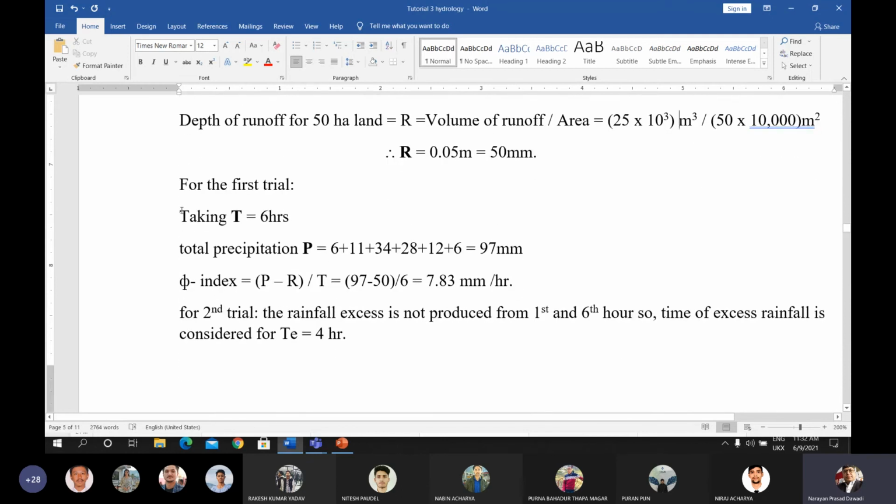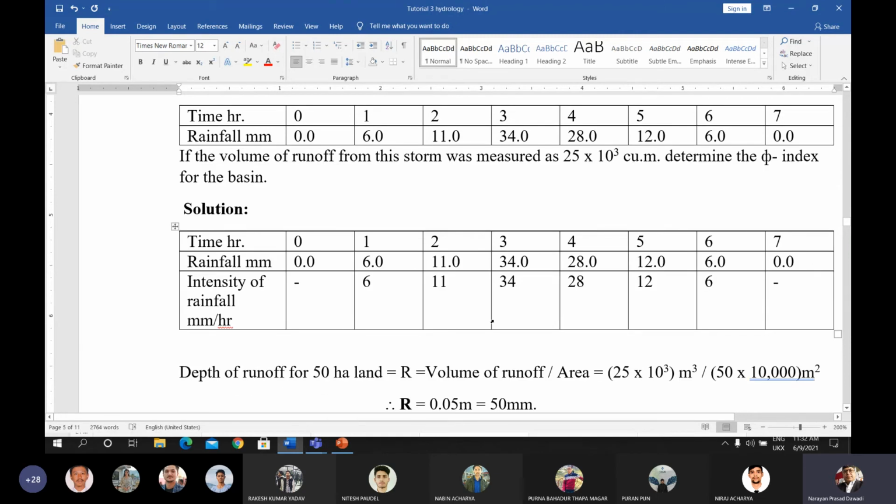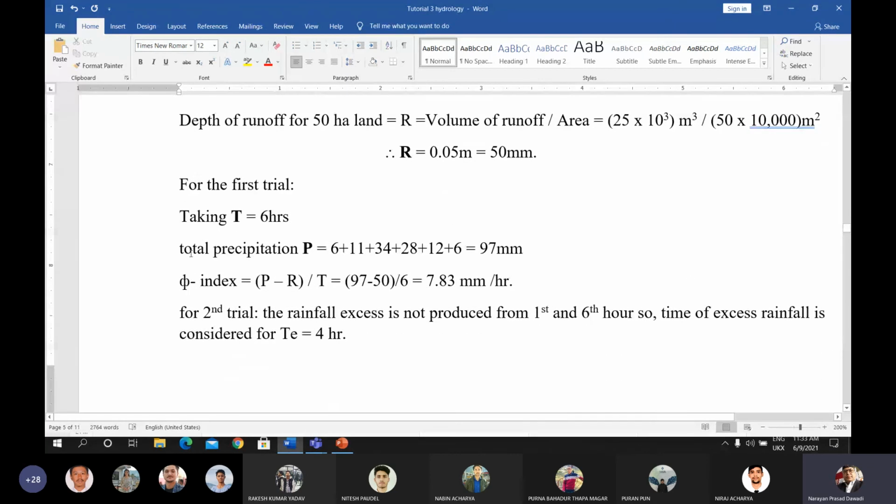Now time is considered as t equal to 6 hours. Now the total depth of precipitation up to 6 hours is 6 plus 11 plus 34 plus 28 plus 12 plus 6, because this is not the cumulative rainfall. This is the hourly distribution of the rainfall. You add up all these values, and the total precipitation will be 97 mm.